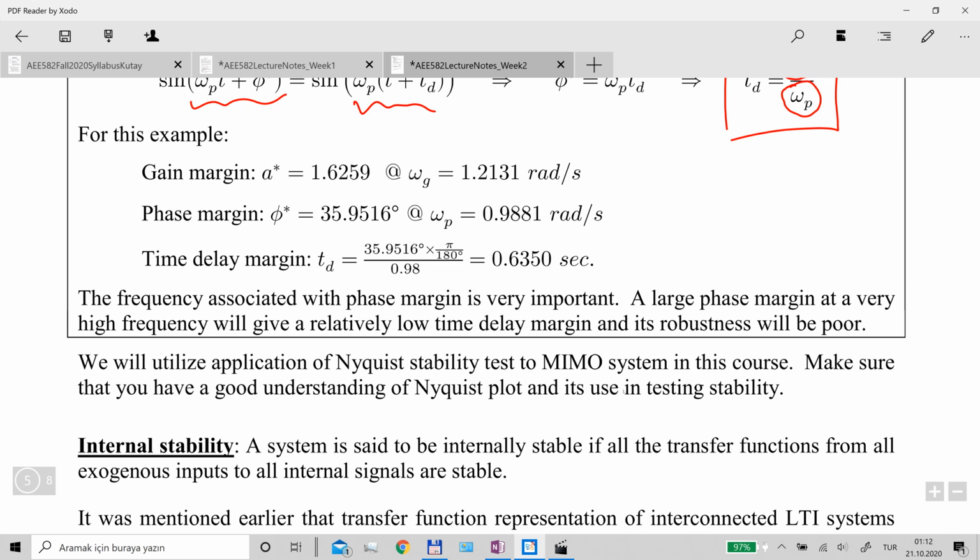Okay, so let's stop this video, and in the next video we will continue with internal stability and how the state space approach or state space model is better than the transfer function model, and we will continue with the state space representation.